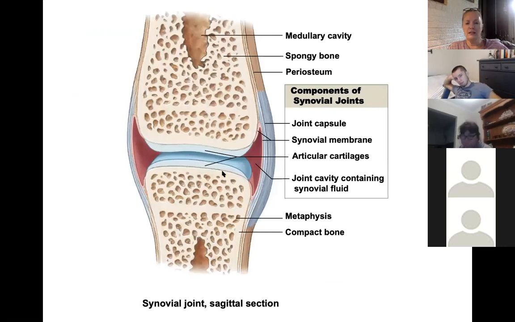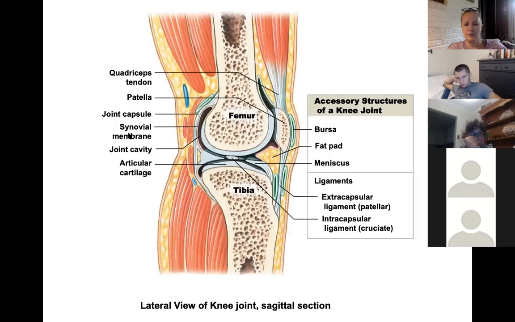Here again is the idealized view of a synovial joint seen from a lateral view or through a sagittal section. Again, you can see how you have this nice firm joint capsule, okay? That's going to limit the range of motion, all right? You can see the stronger that is, the more limited our range.